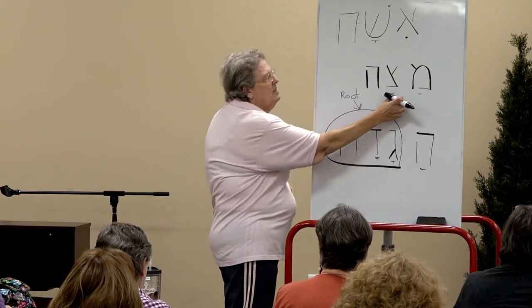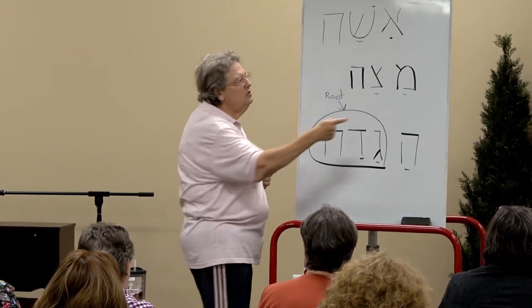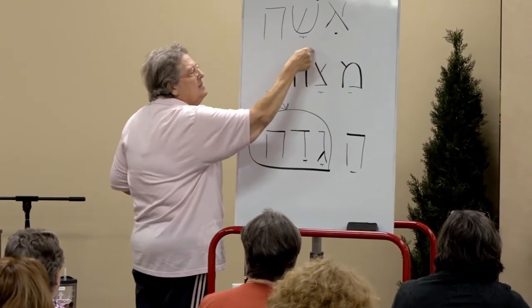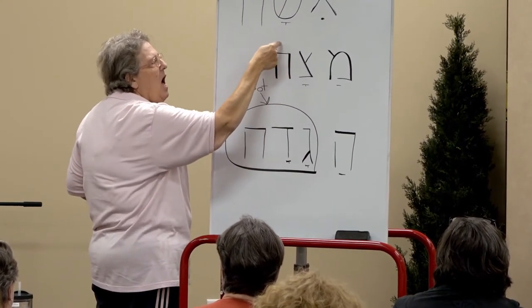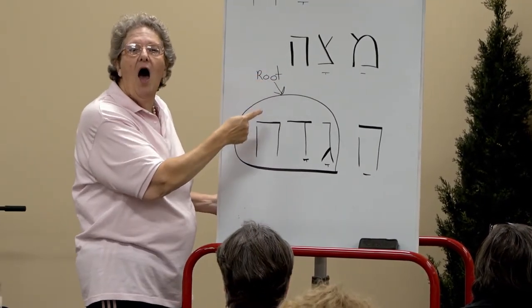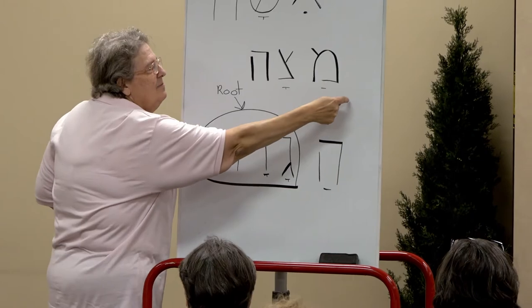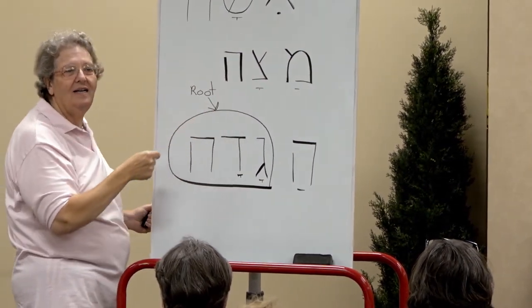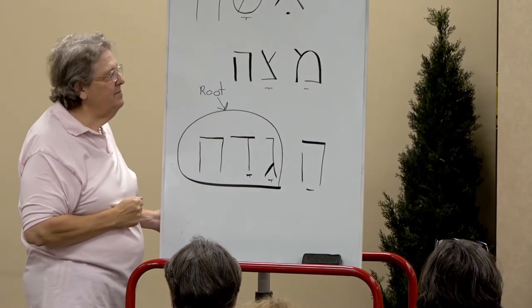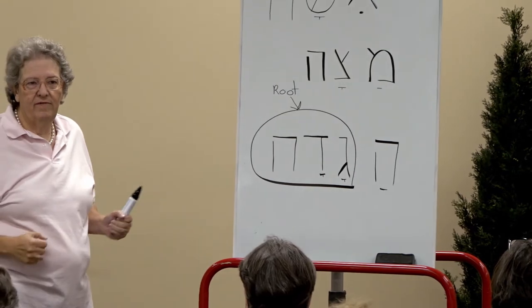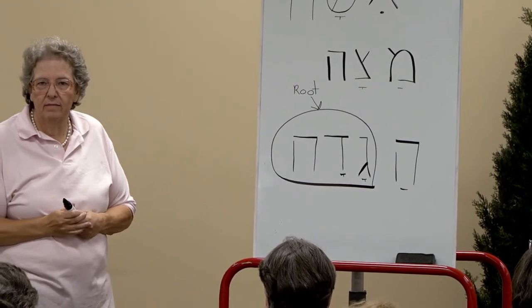How about this word? Let's use this technique and sound it out. Ma-sa. It came out on the end. Put it together. Ma-sa. What is matza? Flat bread. Unrisen bread, right?